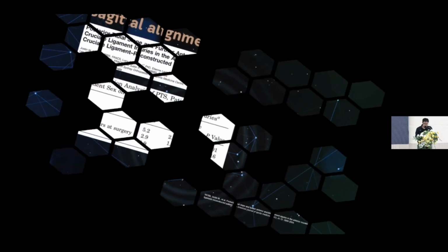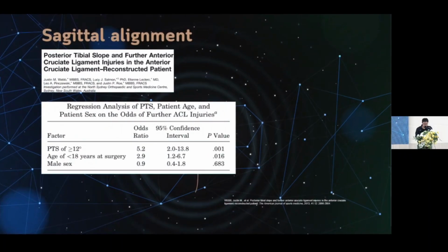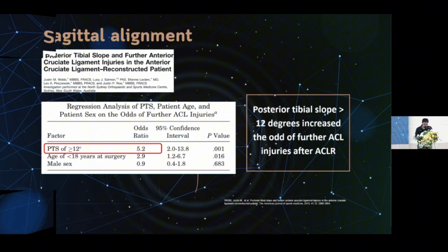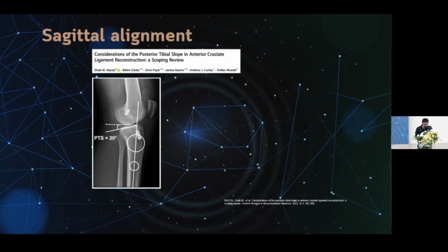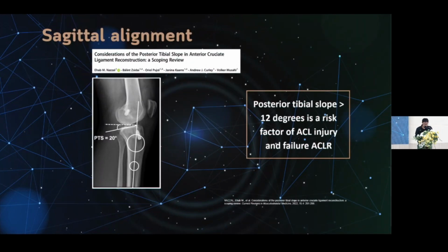In many studies on tibial slope and its effect on ACL tension, a tibial slope greater than 12 degrees has been found to increase the risk of ACL reconstruction failure. For example, the study by Justin Webb found that a posterior tibial slope greater than 12 degrees had an odds ratio of 5.2 for ACL reconstruction failure. The study by Ehab Nazal also found that a tibial slope greater than 12 degrees is a risk factor for ACL reconstruction failure.